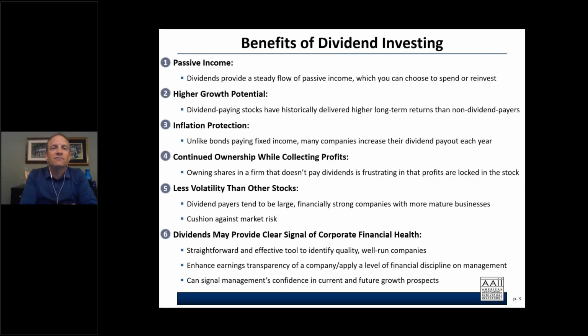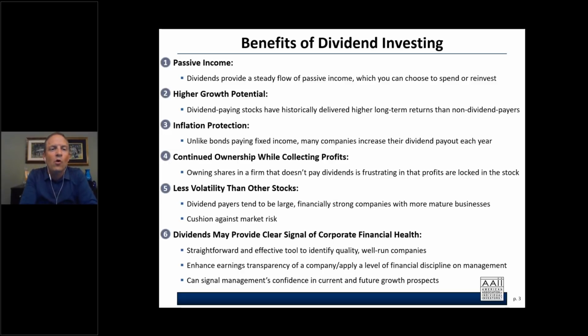So here, why are we even talking about dividend investing? Well, there are several benefits. I have a few listed here. I'll just touch on a couple. Passive income. Dividends provide a steady flow of passive income, which you can choose to spend or reinvest. Inflation protection, that's another benefit of dividend investing. And unlike bonds that pay fixed income, many companies increase their dividend payment each year.